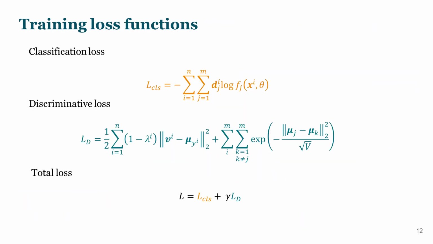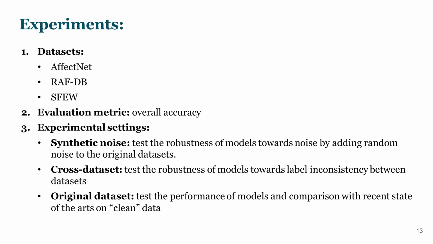To train our model, we used the standard cross-entropy loss between the constructed target label distribution and the predicted distribution of the network. To further enhance the discrimination of the model and thus mitigate the ambiguity, we also incorporate an extra discriminative loss. We evaluate our method on three popular datasets for in-the-wild facial expression recognition. Following previous works, we use accuracy as the evaluation metric.